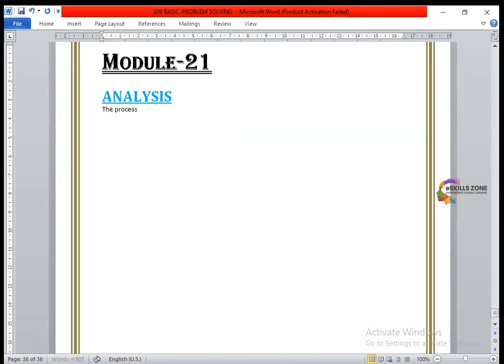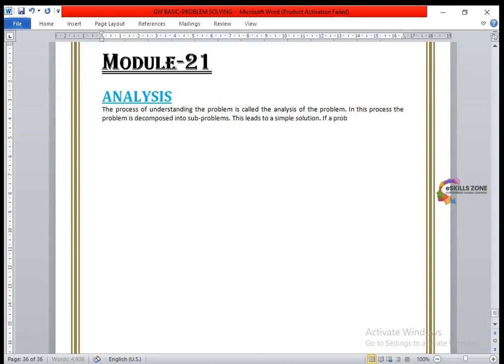So the process of understanding the problem is called the analysis of the problem. In this process, the problem is decomposed into subproblems. This leads to a simple solution.